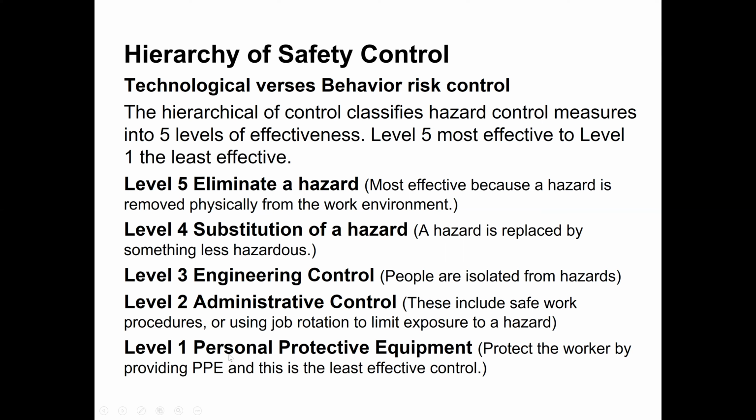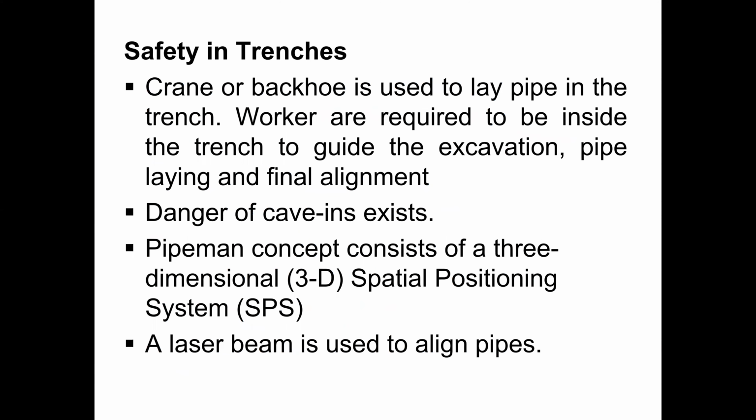Lastly, level 1 is personal protective equipment. This protects the worker by providing personal protective equipment like a safety helmet, safety shoes, and safety gloves. This is the least effective control method for safety control. So we need to understand what the levels of safety control on construction projects are.